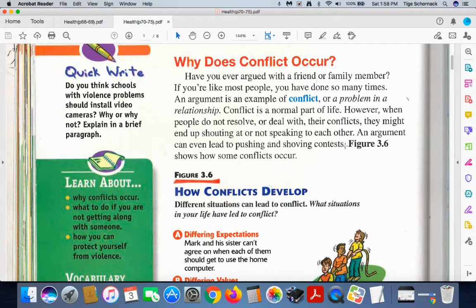Why does conflict occur? Have you ever argued with a friend or family member? If you're like most people, you've done so many times. An argument is an example of a conflict, or a problem in a relationship. Conflict is a normal part of life. However, when people do not resolve or deal with their conflicts, they might end up shouting or not speaking to each other. An argument can even lead to pushing and shoving.